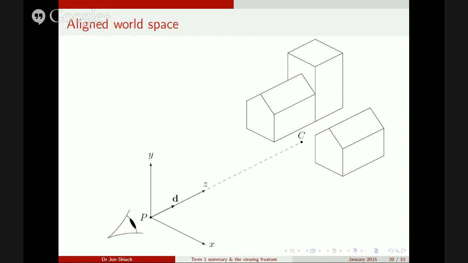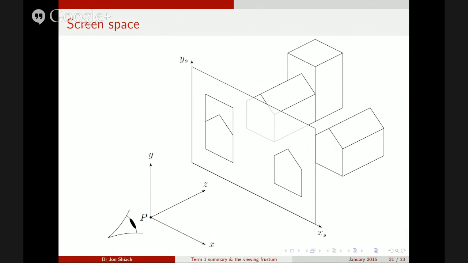To get that onto the screen, we project onto our viewing plane. So what we do is we add a plane which is parallel to the X and Y plane, some distance along the Z axis. And what we want is to create a 2D representation of what the viewer should see of the 3D space. So that's the next step. So that's your screen space.